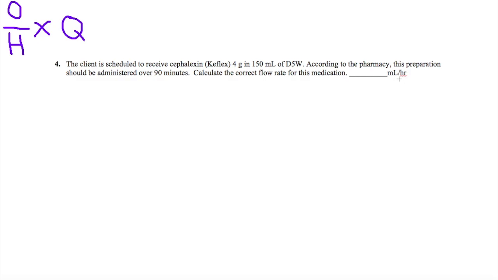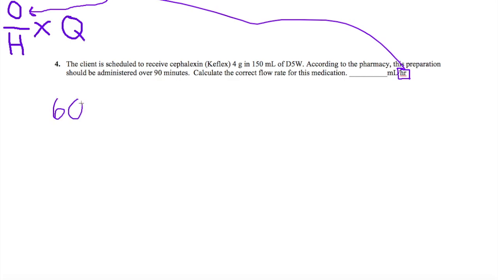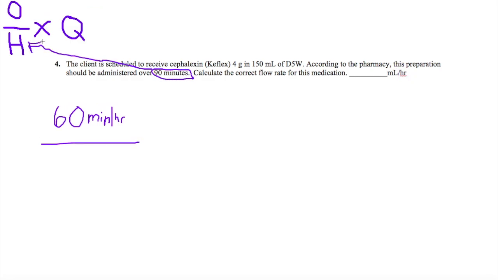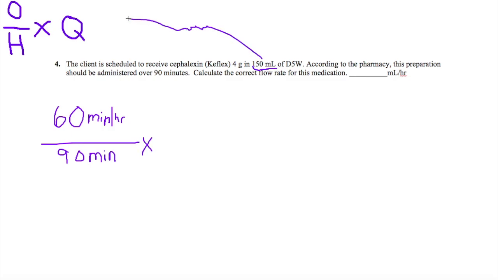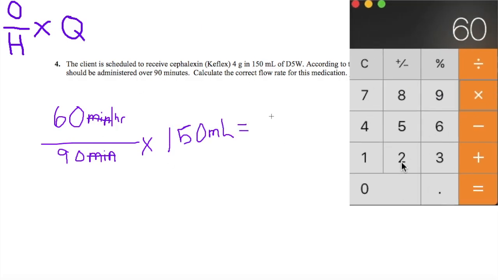So our ordered or our desired for this problem is going to be that 1 hour. And again, this one is going to be in minutes. So 1 hour is 60 minutes, so 60 minutes is going to go on top there. We are going to put that over our have, and we have 90 minutes. We will then multiply by our quantity or volume, which is 150 mils. When we put this into the calculator, we are going to end up with 100 mils per hour.